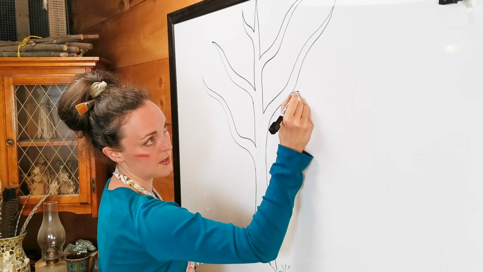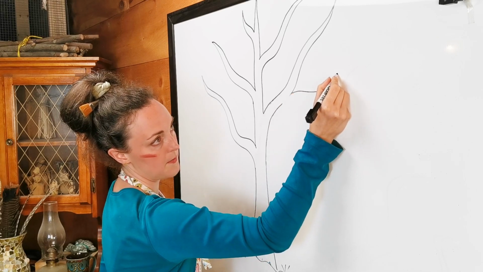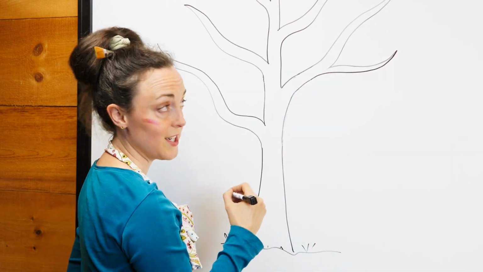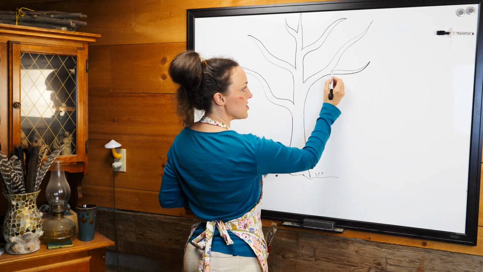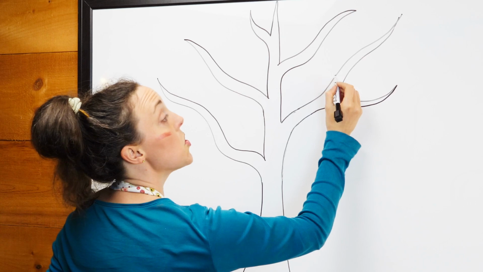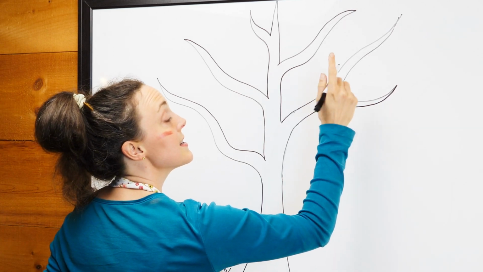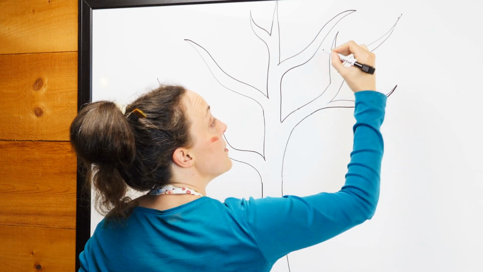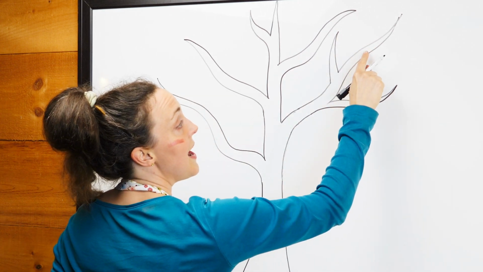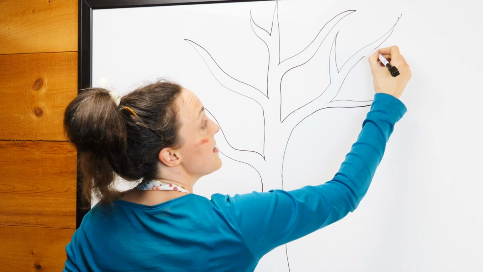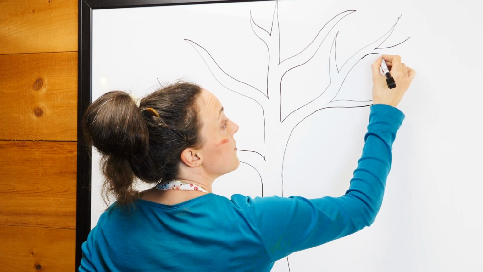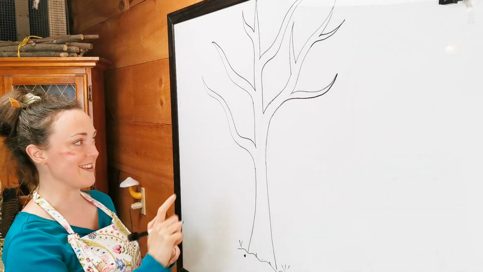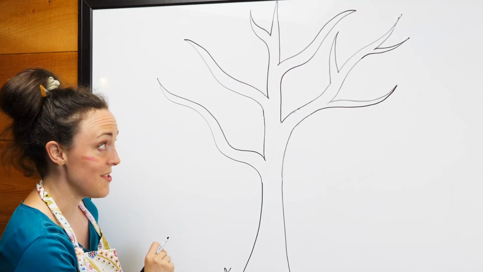And we can make a branch here. So if we have a branch coming out here, then we have to alternate sides and have a branch coming out here. And alternate sides again. And have a branch coming out here. It's starting to look a bit like a tree, right? So we'll do the same thing here.